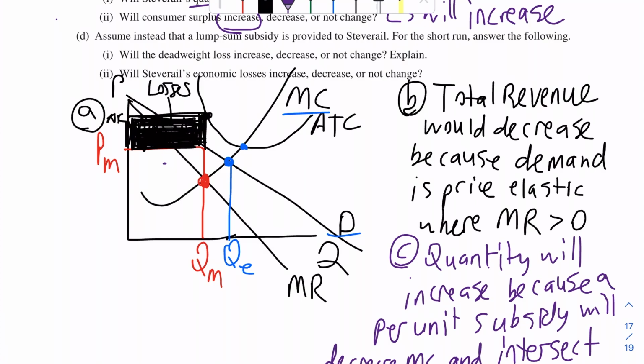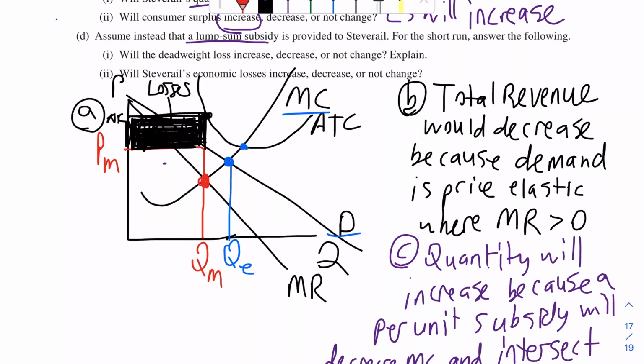Okay, part D. Assume instead that a lump sum subsidy is provided. A lump sum means instead of it being a per unit, like, hey, for every t-shirt you sell, that's a $2 subsidy, it's more like, hey, here's $500 as a subsidy. I don't care how much you sell. Here's $500 as a subsidy. So it's a lump sum. They just give you money.